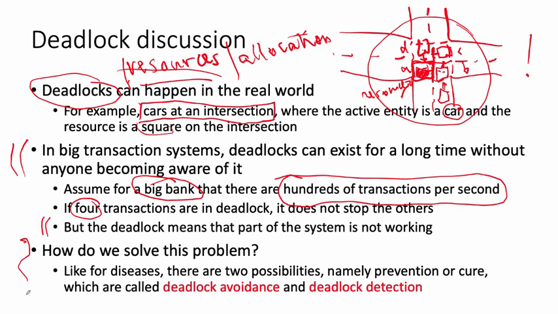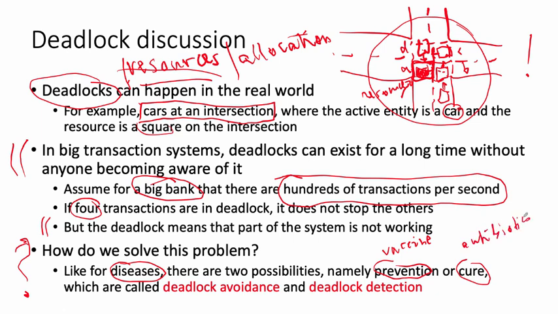So how do we solve it? Because we have to solve it, okay? We have to solve this problem. And there are actually 2 ways to solve it. It's like for a disease. How do you solve a disease? Well, there's prevention or cure. Prevention, like a vaccine, or cure, which is like antibiotics.